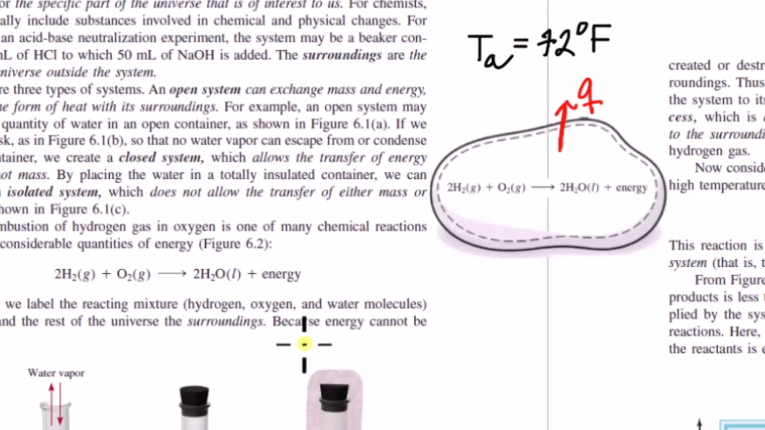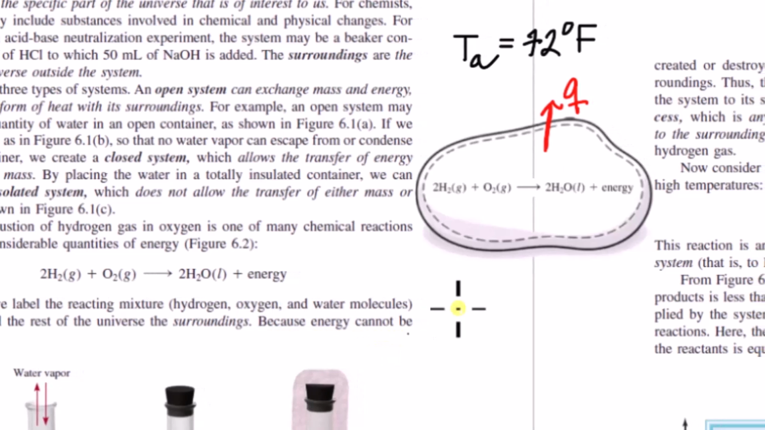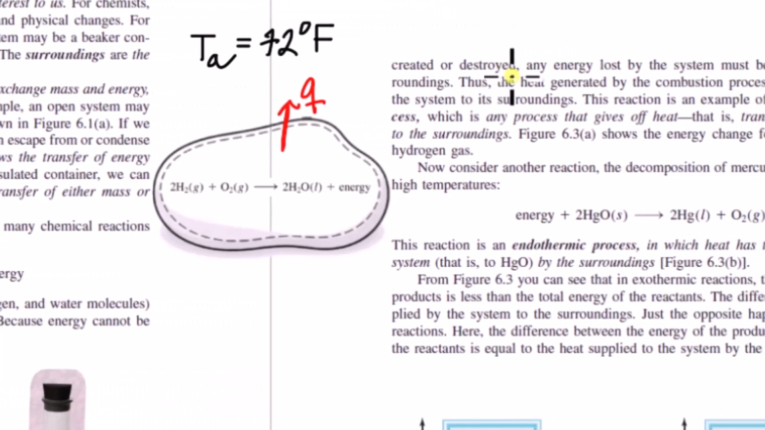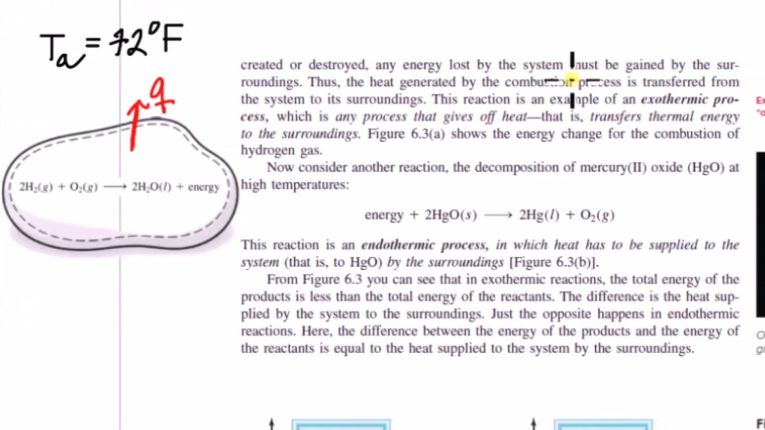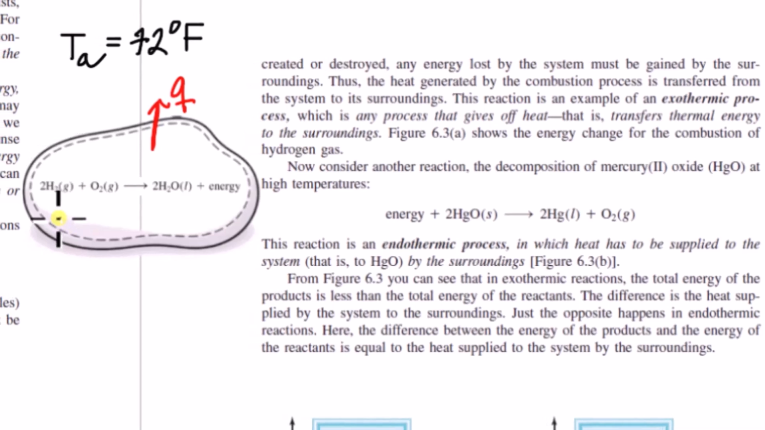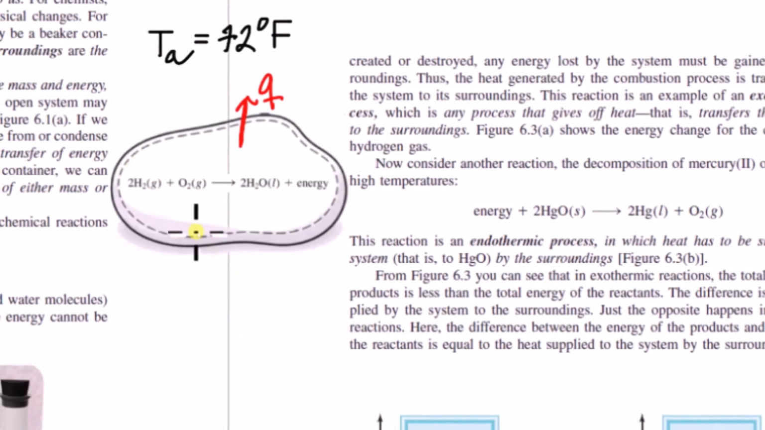Now, if we take a look at this sentence again, it says, because energy cannot be created or destroyed, any energy lost by the system must be gained by the surroundings. I don't really like this sentence because I don't think the authors are being completely precise in their wording. To me, it almost sounds like they're implying that we start off with pure reactants, and then when the reaction proceeds, energy is somehow being added to the system.